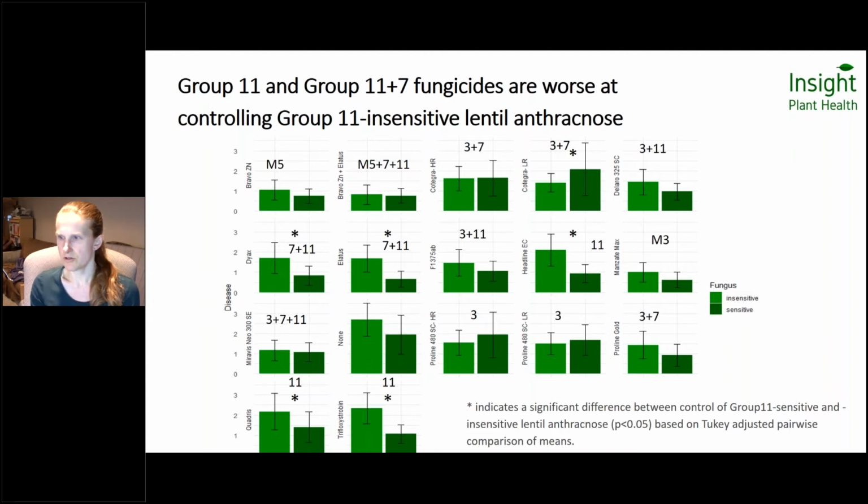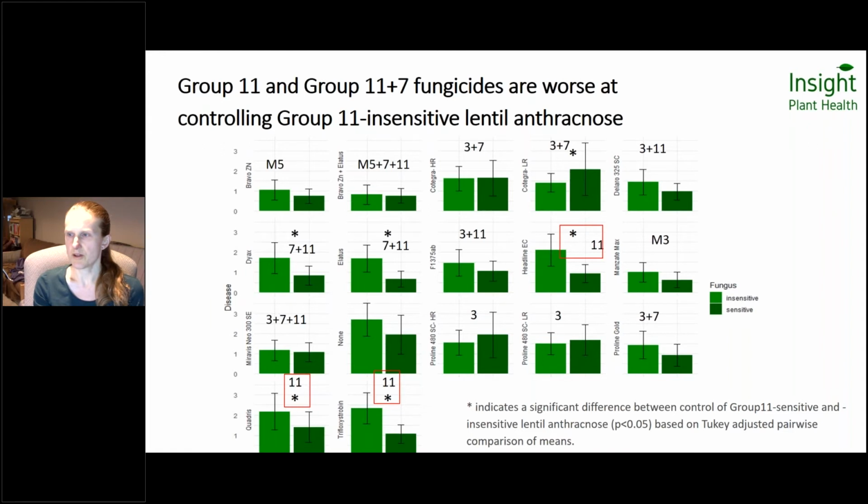And so here, when there's a star above the pair of graphs, the dark green graph will be the disease severity in plants that were treated with anthracnose that should be sensitive, so it should be impacted by group 11. And then the lighter green bar is the disease severity in plants that were inoculated with insensitive anthracnose.